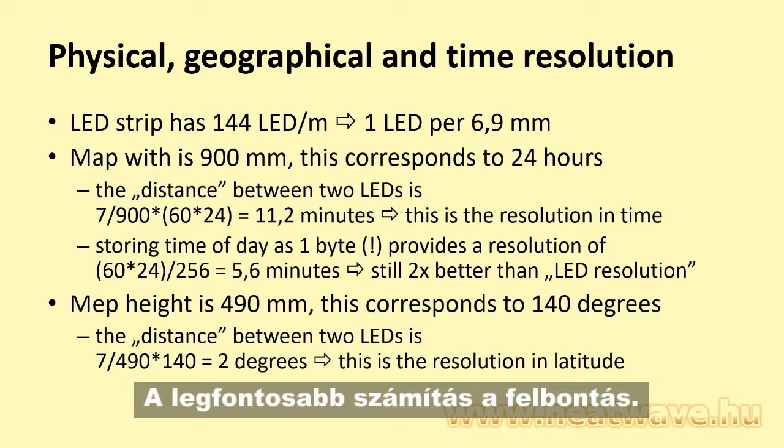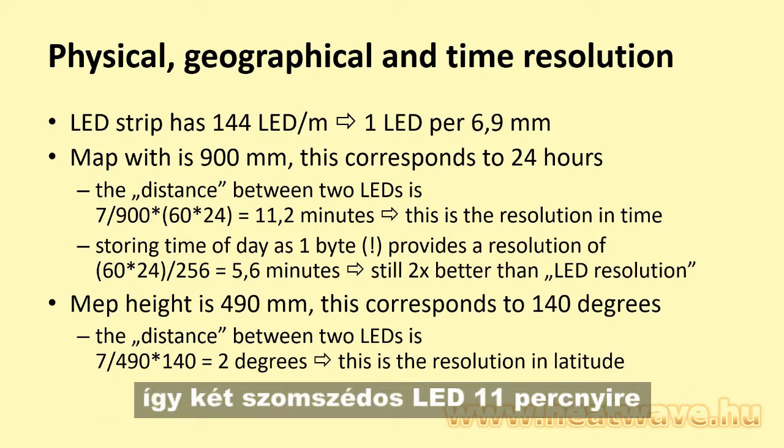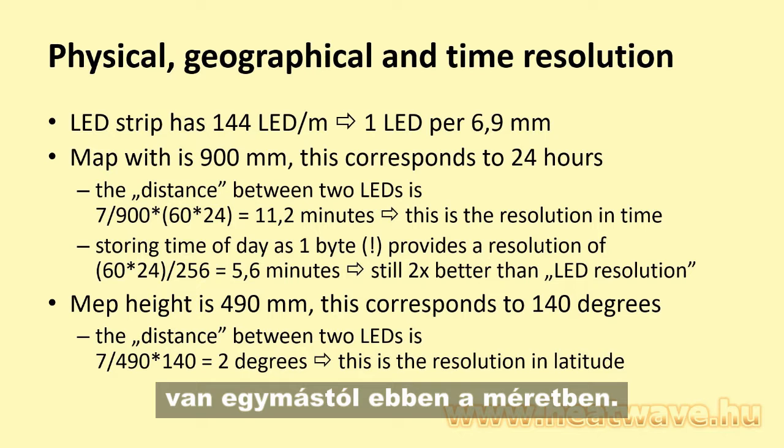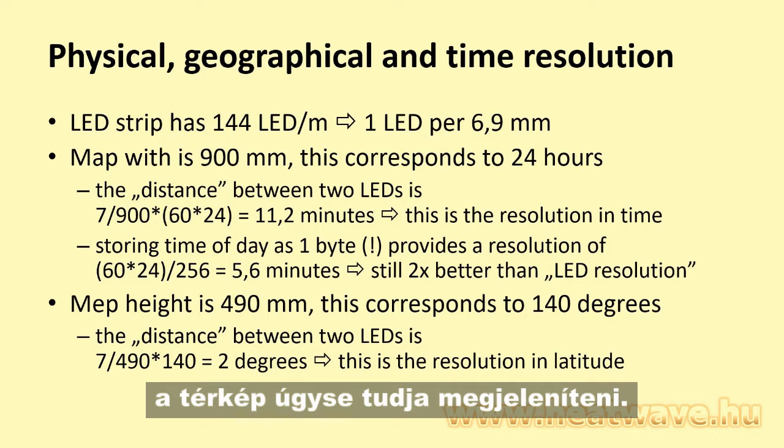The most important calculation is resolution. The LED strip has 144 LEDs per meter. This means that two neighboring LEDs are 11 minutes apart at this scale. As a consequence, it is pointless to store time data with a resolution of 1 minute. The map will not be able to show it anyway.